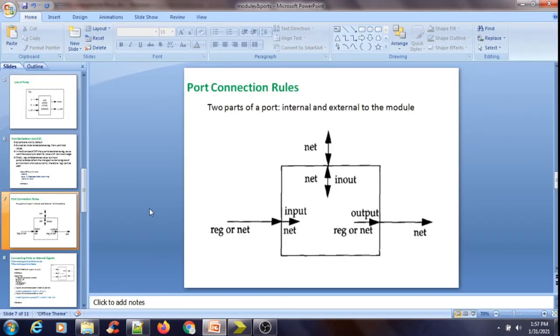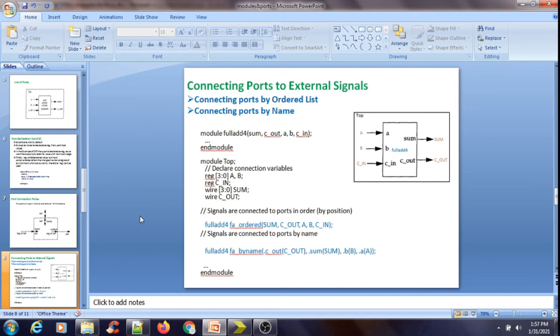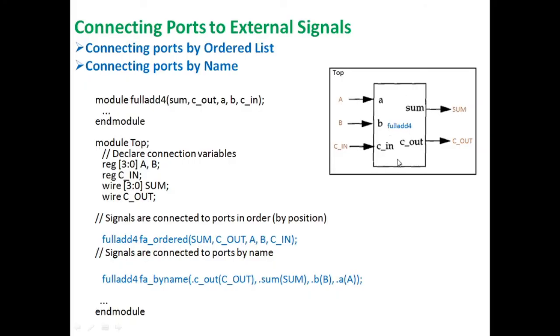So the very next one is, ports can be connecting ports to external signals. I have mentioned that this 4-bit full adder is surrounded by an environment. This environment is nothing but a stimulus block or the test bench block. The test bench block is generating some signals A, B, Cin, and these signals are passed to the module through the ports A, B, Cin, and the full adder 4 will be generating the output, and these outputs are passed through the output ports sum and Cout.